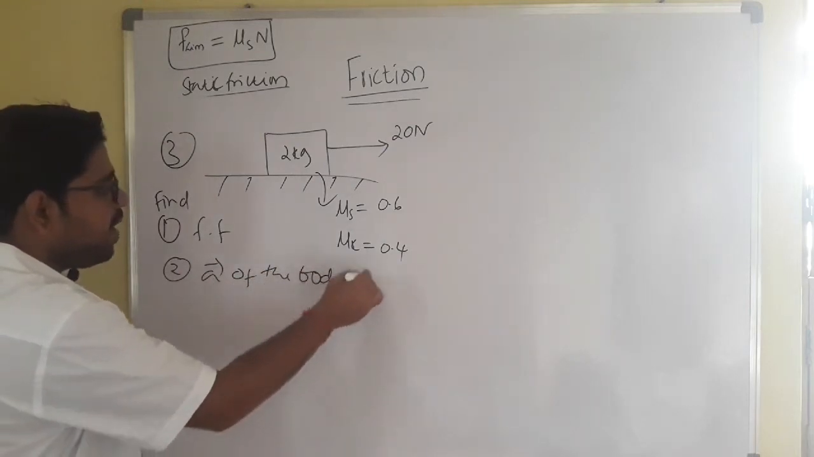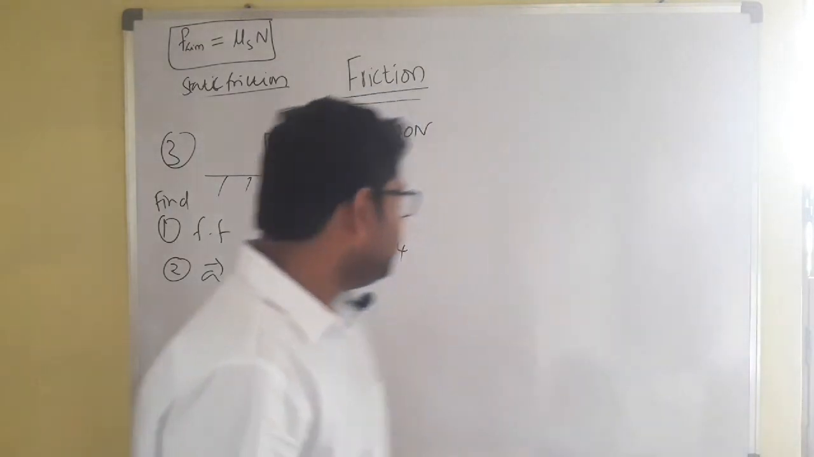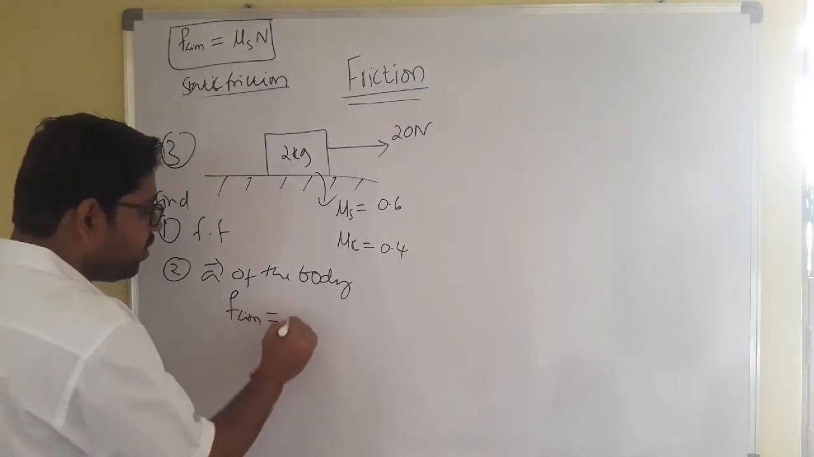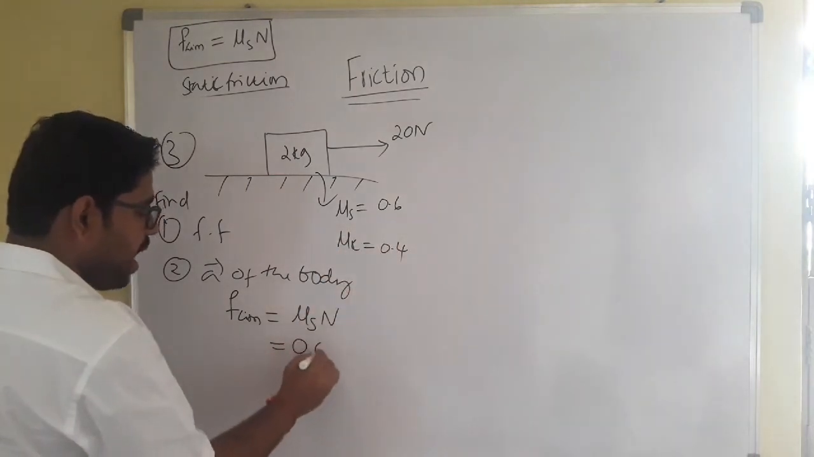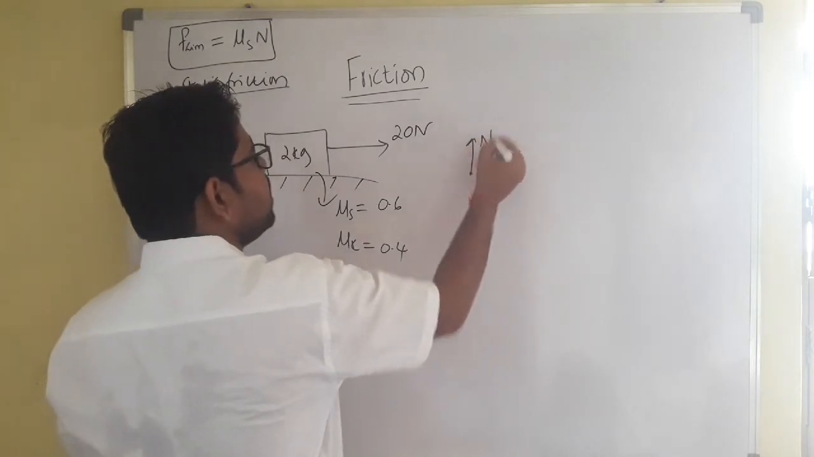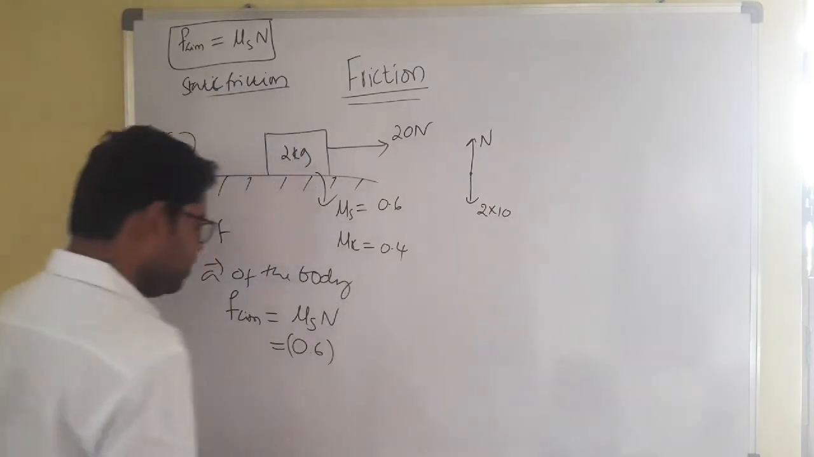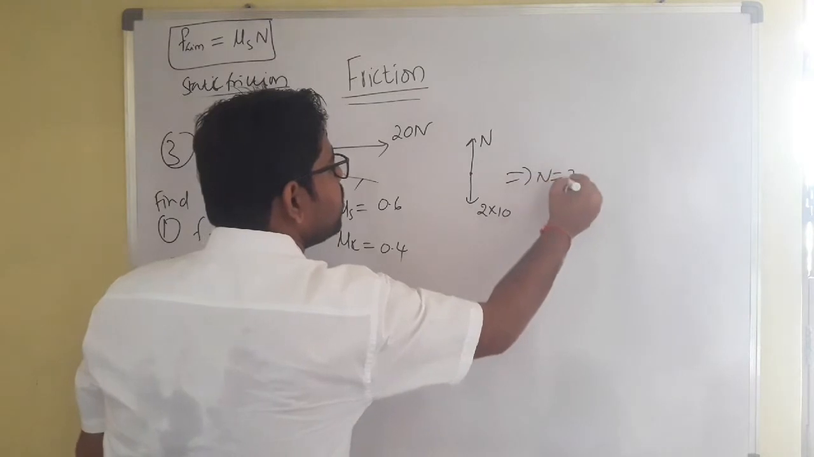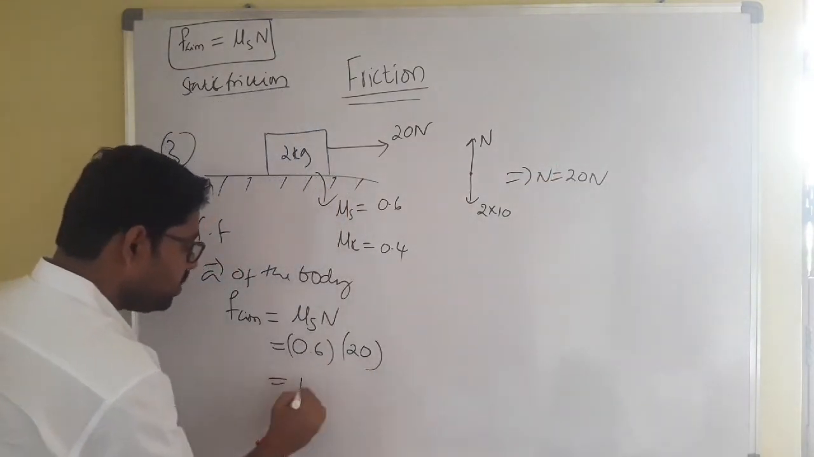Now to find the acceleration of the body, what is the first primary thing we have to do? We have to check whether the body will move or not. So we have to find F limiting. F limiting is equal to mu s into N. Mu s is 0.6, and what is N? Normal reaction is equal to m into g, 2 into 10, so N is equal to 20 Newton. So 6 into 2 is 12 Newton.